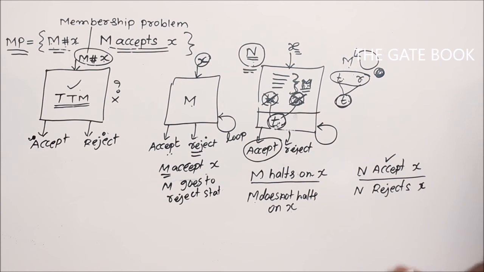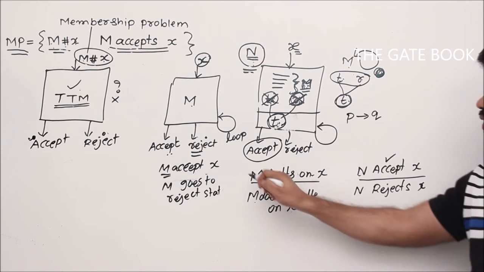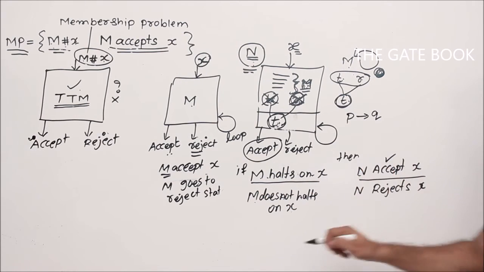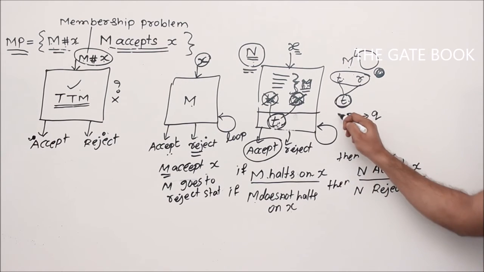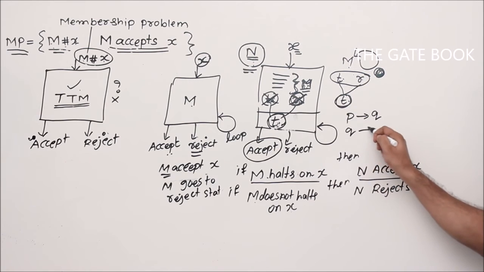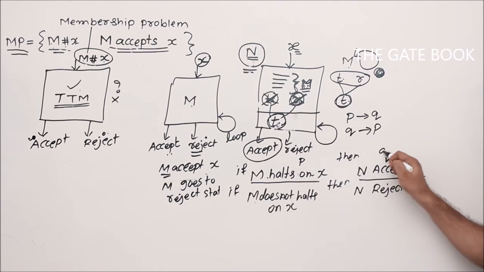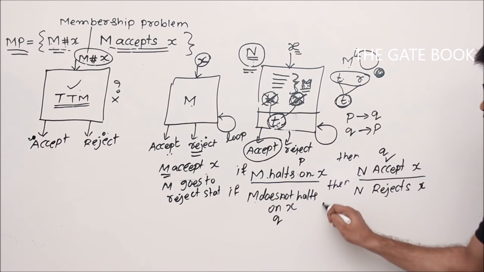Go to propositional logic. Whoever has not attended my propositional logic, please attend it first. Logic is very important. Whenever I write P implies Q, it means: if P, then Q. And Q implies P means: if Q, then P. See, these are both different statements. This is P, this is Q. If P, then Q. This is if Q, then P.